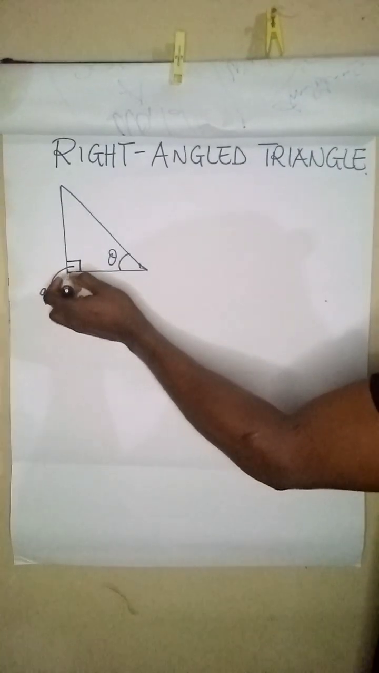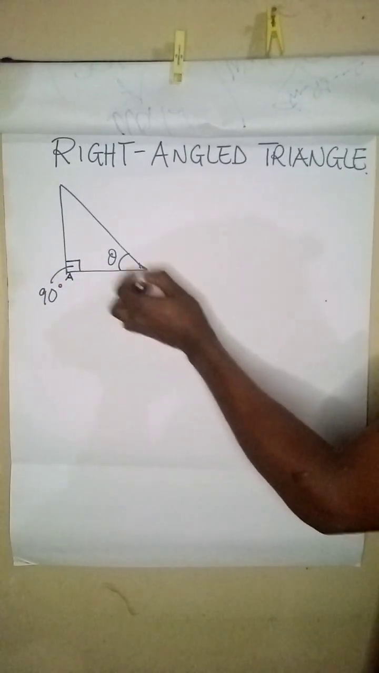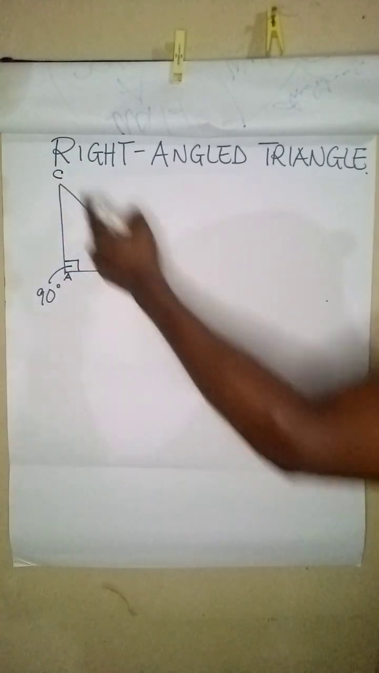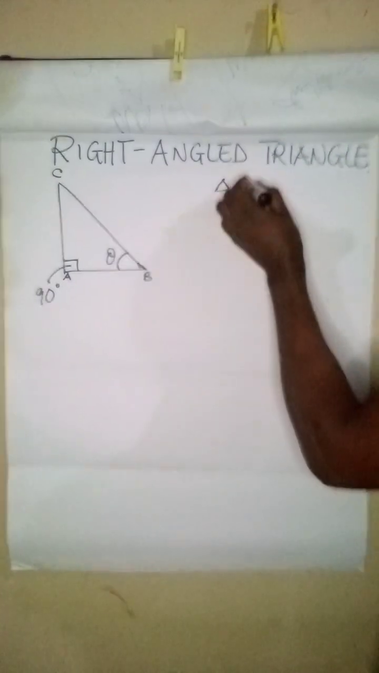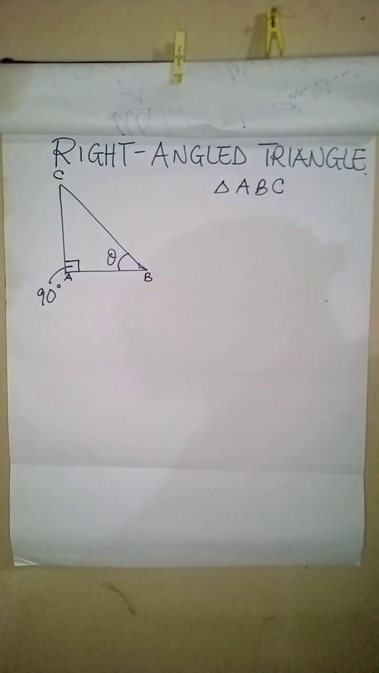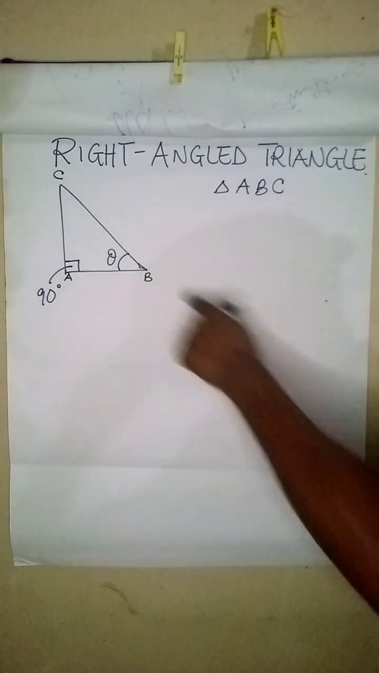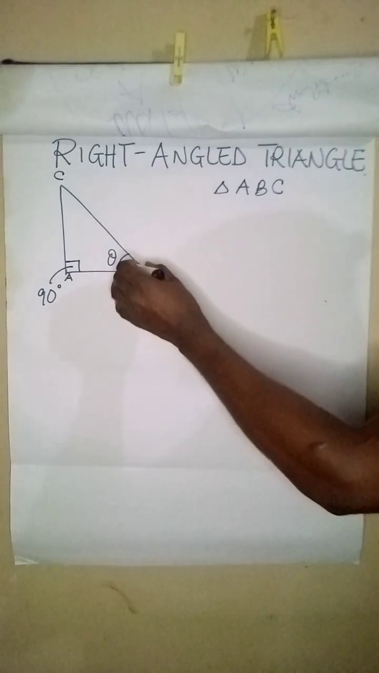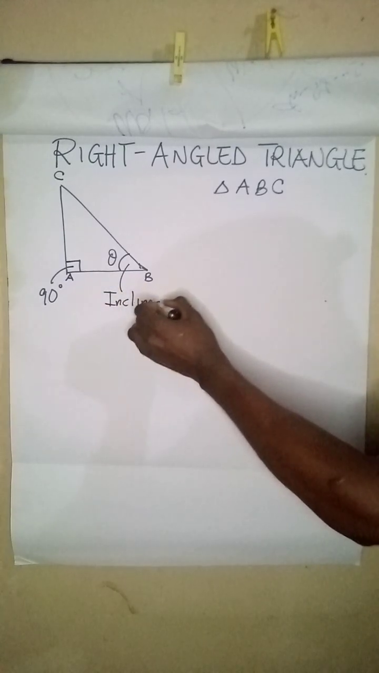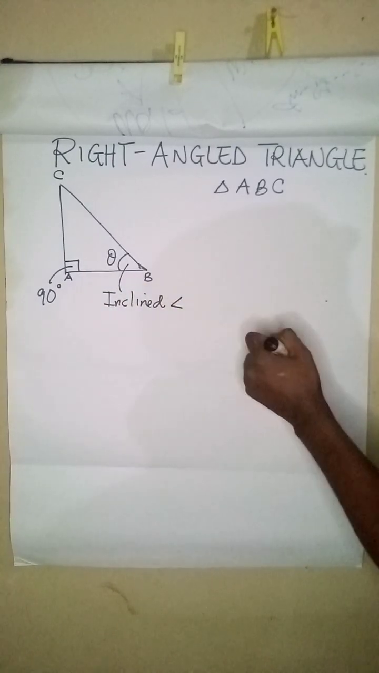So if I'm to name my triangle A, B, C, these are called the vertices. So I name the vertices A, B, C. I can write this as triangle ABC. And we can say that the inclined angle is theta. So this angle is referred to as the inclined angle. It's called the inclined angle.